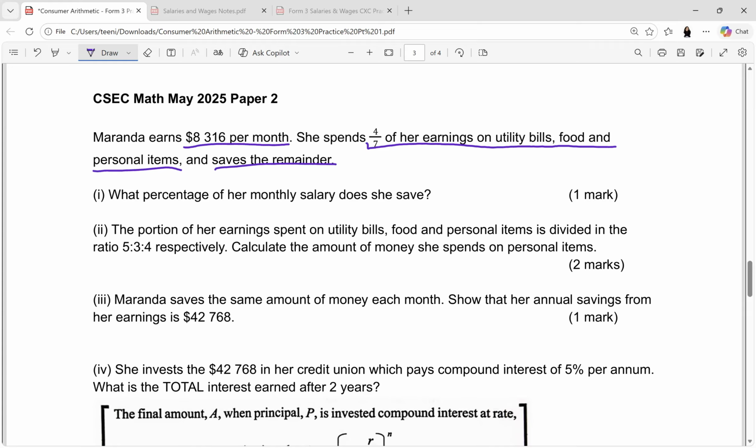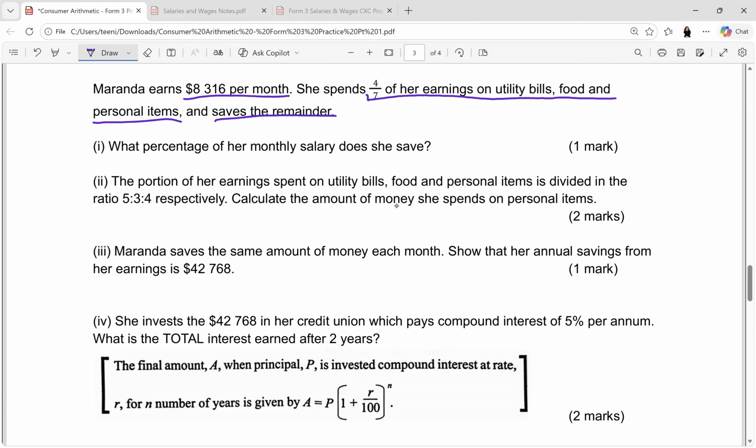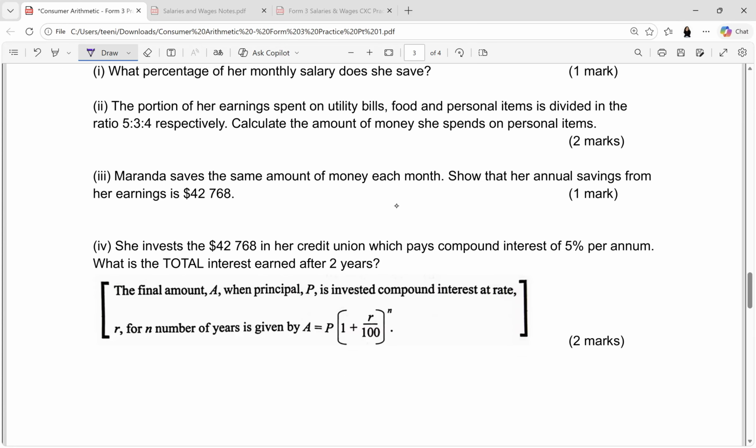But Soraya, if she spends 4/7 on bills, food, and personal items, and she saves the rest, what fraction is she saving if she spends 4/7 and saves the remainder? What fraction would that remainder represent? 3/7. 3/7, correct. So you can actually just change 3/7 to a percentage, and that will give you the answer as well, which is shorter, right?